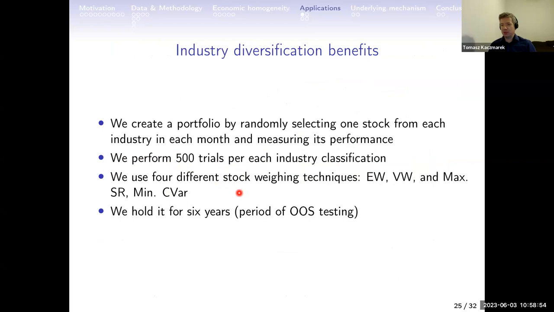So now let me move to applications, and I will start with portfolio diversification benefits. How do we measure it? We create a portfolio by randomly selecting one stock from each industry in each month and measuring its performance. And we perform 500 trials for each industry classification. Then we use four different weighting techniques, starting with equal weights, then value weights, and also portfolios optimized to maximize the Sharpe ratio and to minimize the conditional value at risk. And we do all those tests in the out of sample testing setting in 6 years.